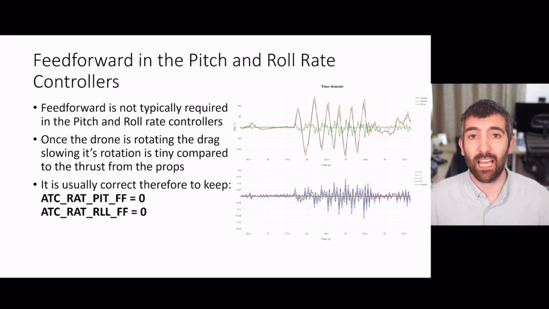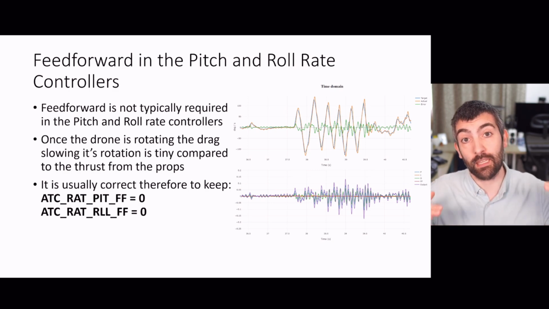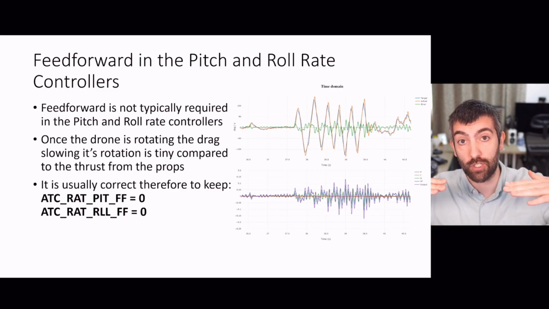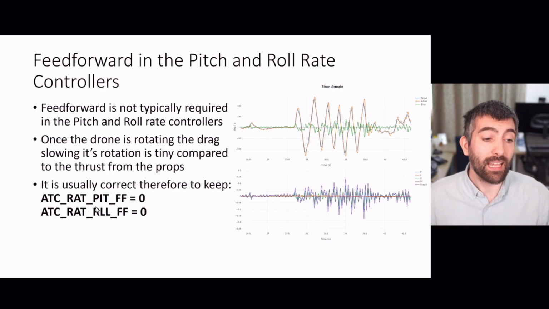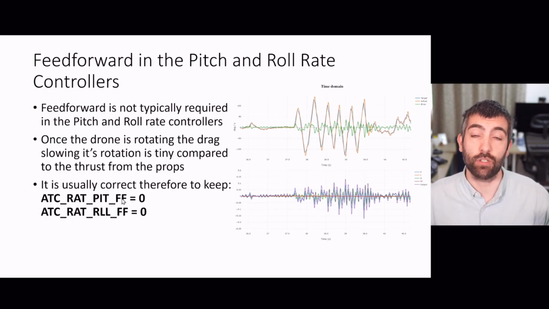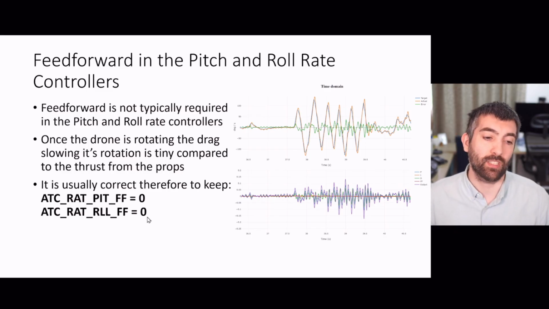You don't need additional motor differential to maintain a higher roll rate. The motor differential really is just there to get the quad going with the rotation, to accelerate it into the rotation, and then the rotation rate's preserved just by conservation of angular momentum. It's therefore usually correct to keep the rate pitch feed forward and rate roll feed forward at 0, and you can find these parameters in the full parameter list. They're 0 by default, and in most cases you'll want to keep them as 0.